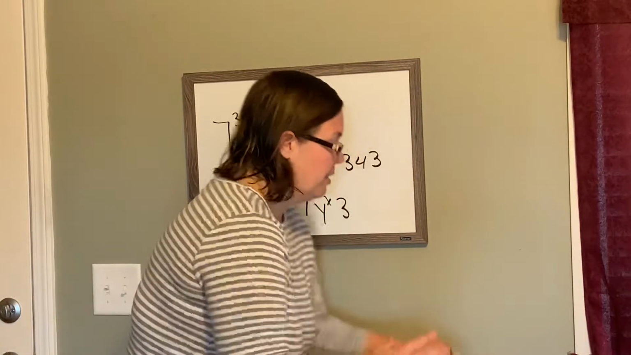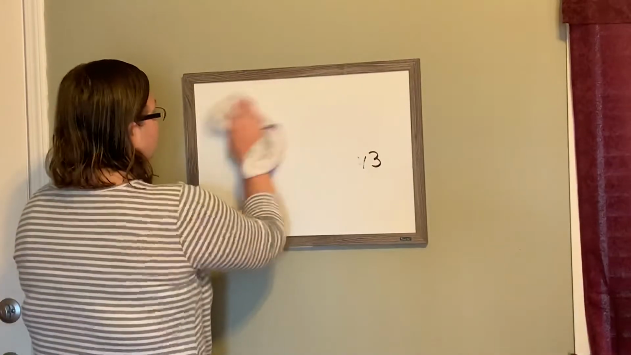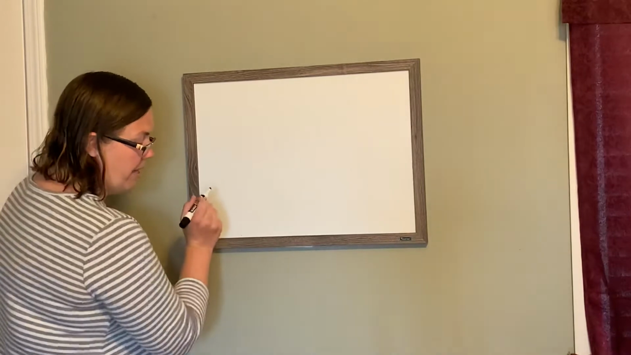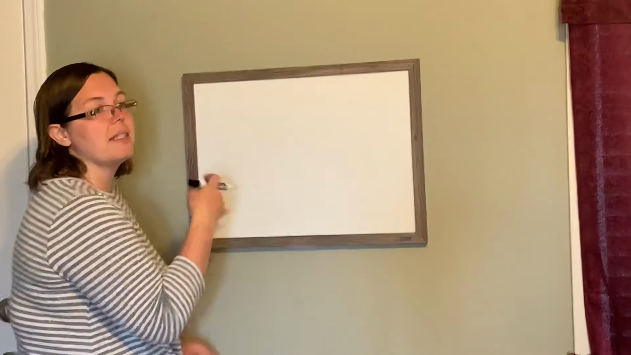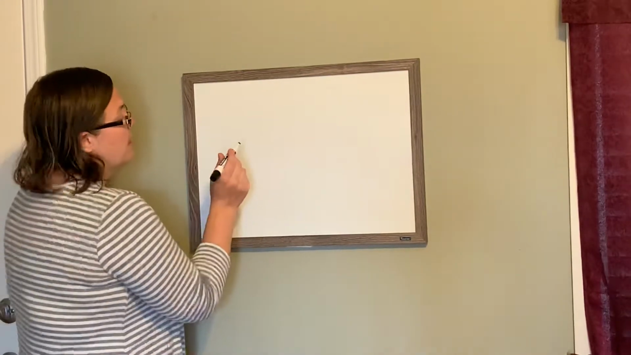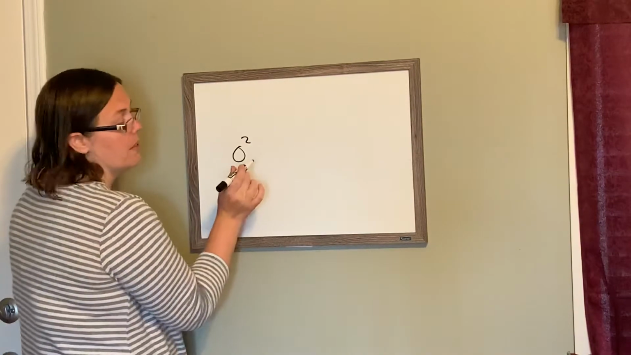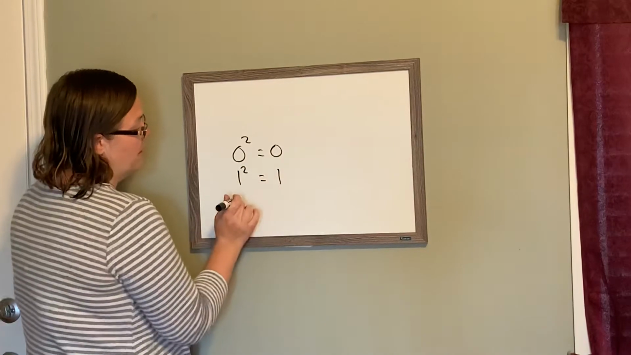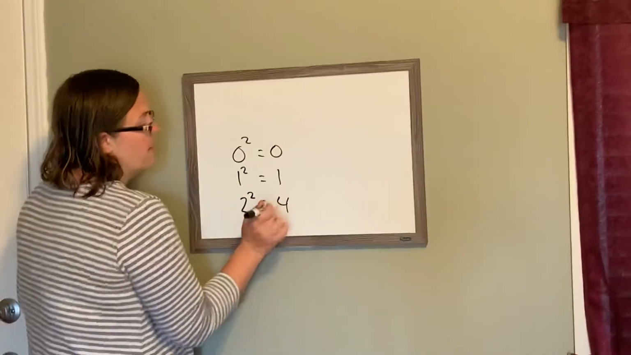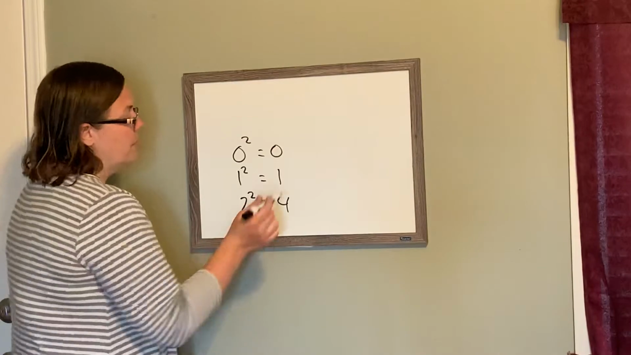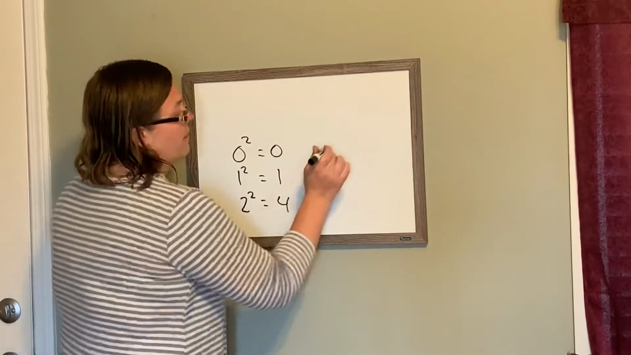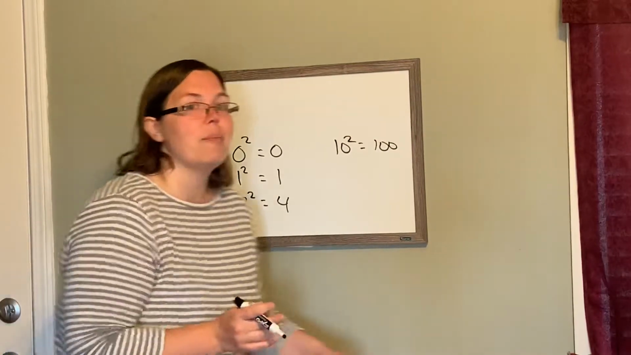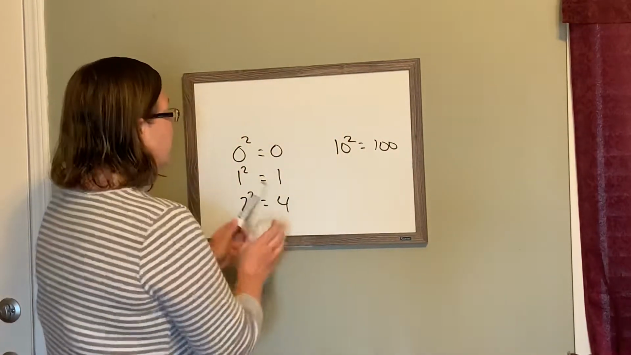Now let's go ahead to perfect squares. Perfect squares are numbers that are to the 2nd power. So for example, 0 squared is 0. 1 squared is 1. 2 squared is 4. You can probably kind of catch my drift. I can go 10 squared, which equals 100. Any number times itself is considered a perfect square.